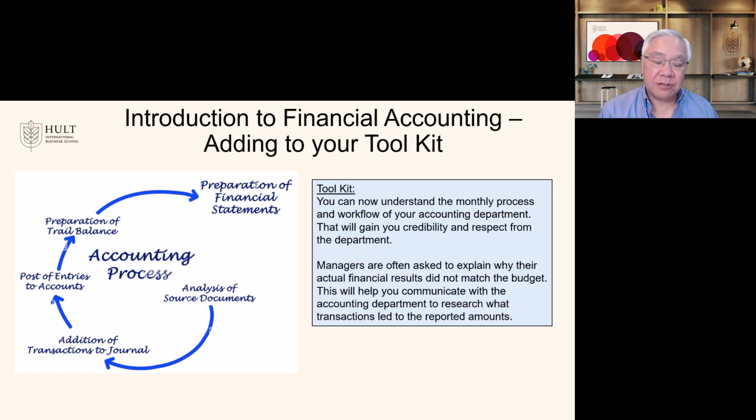The graphic here shows this process of accounting where we start with source documents. We look at those that need recording and then we add them into the journal. And here the journal is again represented in the template. Then we post the entries to the template. We prepare the trial balance, which is a subtotal in the Excel spreadsheet. And then we present and formulate financial statements.